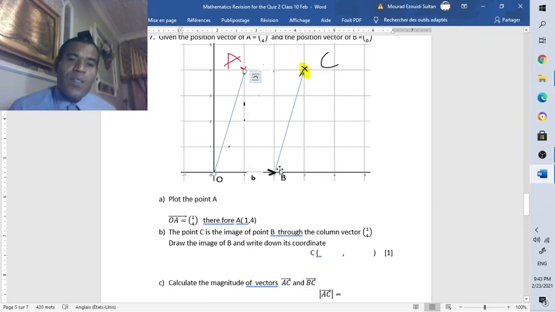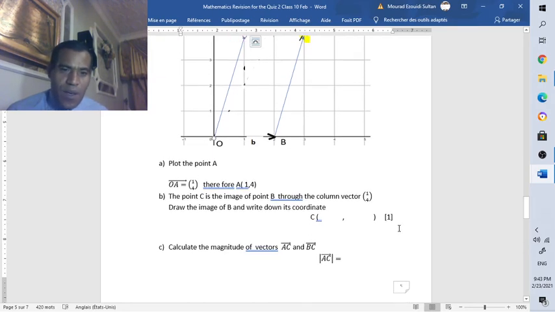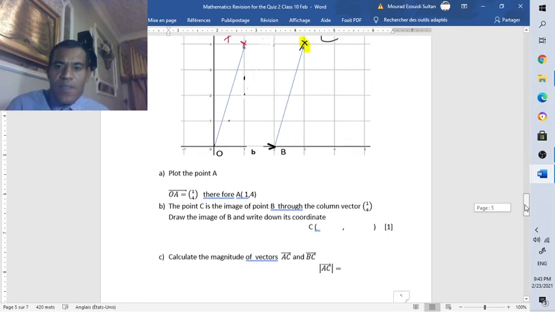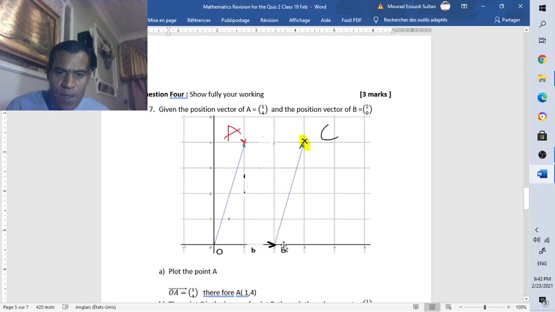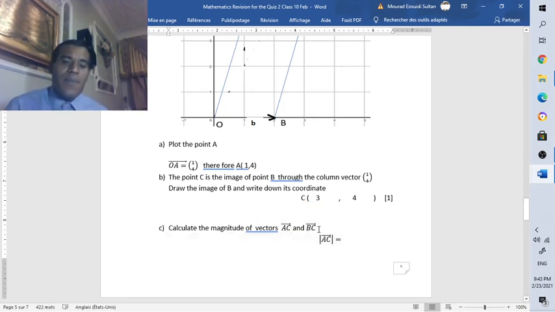Now at least we draw our parallelogram, which is AOBC. Now the question is to figure out the coordinates of point C. Point C is 3 units to the right and 4 up. Then calculate the magnitude of vectors AC and BC.